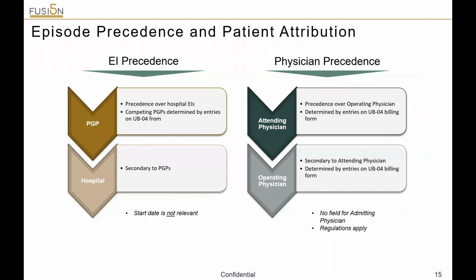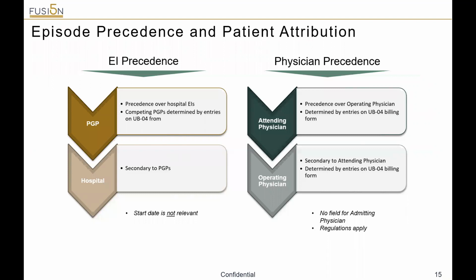On the left-hand side in brown, the episode initiator precedence indicates that physician group practices always take precedence over the hospitals. The hospitals are on the low end of the totem pole. Okay, so physician group practices always take precedence. Within the physician group practice side, which is on the right-hand side in green, the attending physician, as listed on a UB04 form, remember that's the claims billing form from the hospital, the attending will take precedence over the operating physician. Oftentimes, for an elective procedure, the operating physician will be the same person in the attending field.